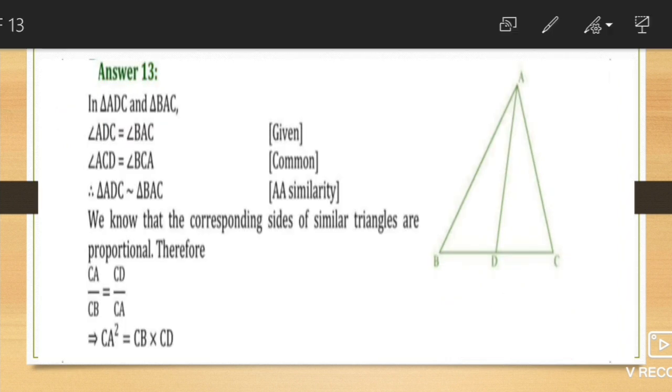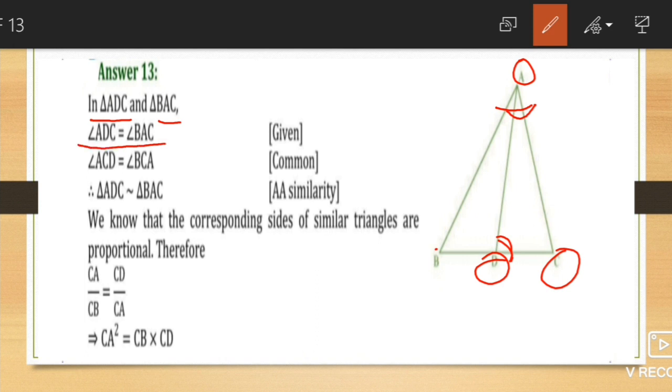Here is the solution. So what is given? Only given that this angle is equal to this angle. So I am taking the triangle ADC and BAC. ADC means this angle, and BAC means this whole triangle. Now as you can see, this D angle is equal to this A angle, so you can write angle ADC is equal to angle BAC. This condition is already given.